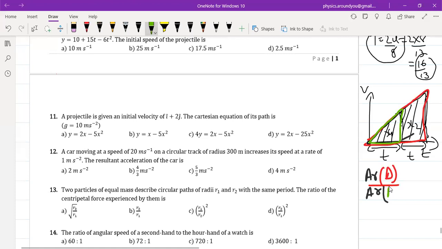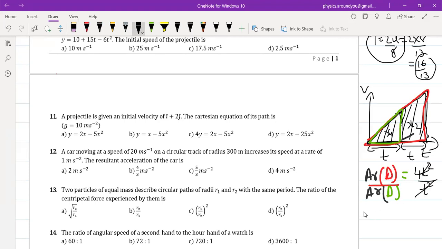The ratio of areas of similar triangles is equal to the square of their corresponding sides. Now, what is the side for the red triangle? The side for the red triangle is 2t, t plus t, 2t. 2t the whole square would be 4t square. And what is the side of the green triangle? Just t. So t square.